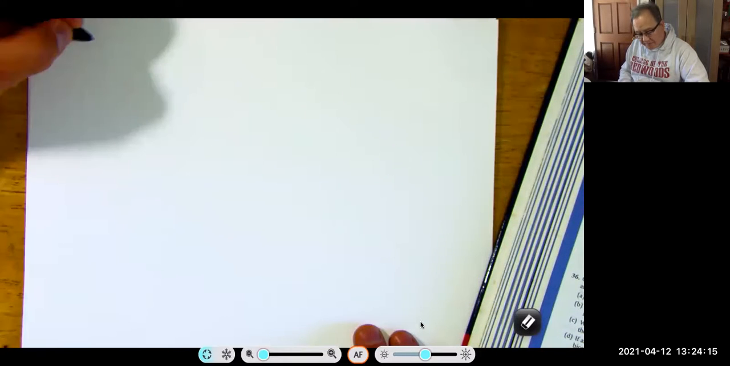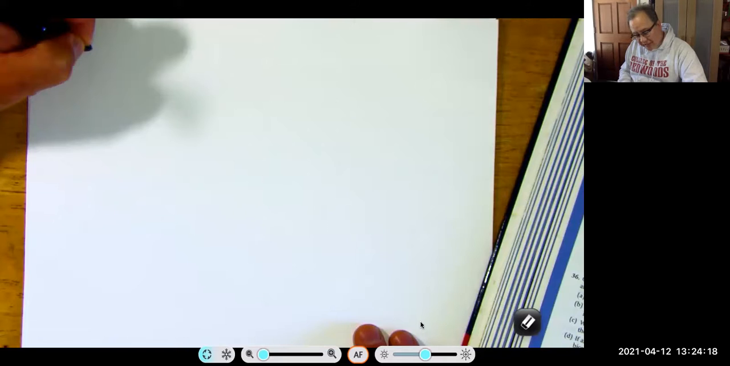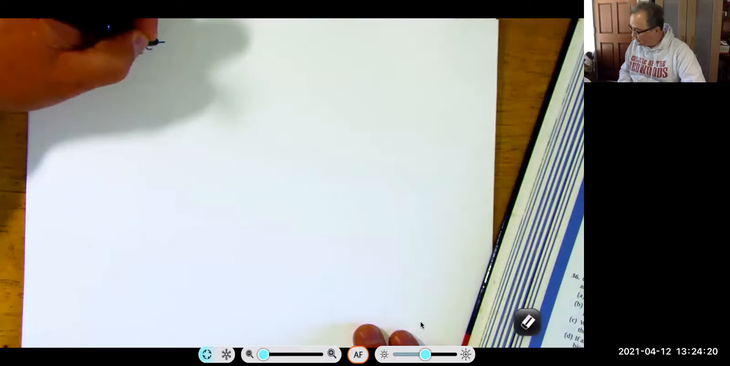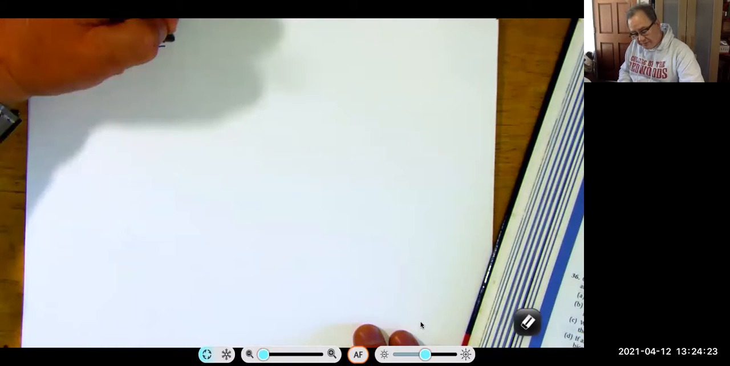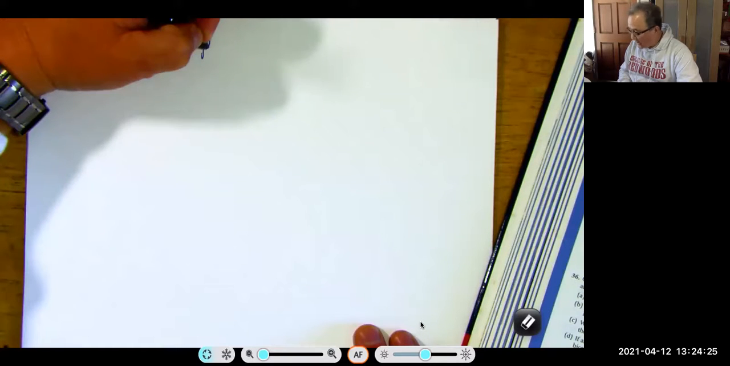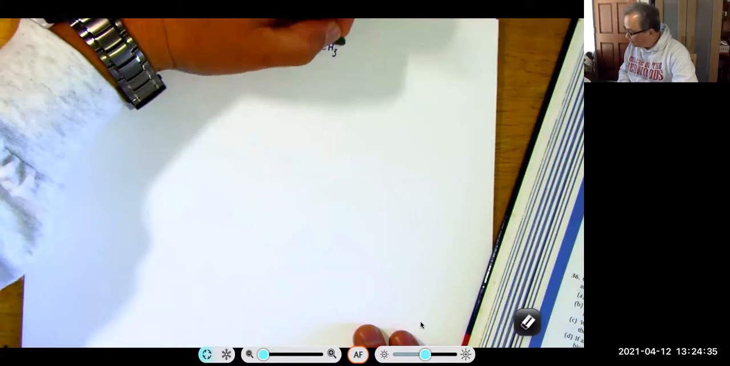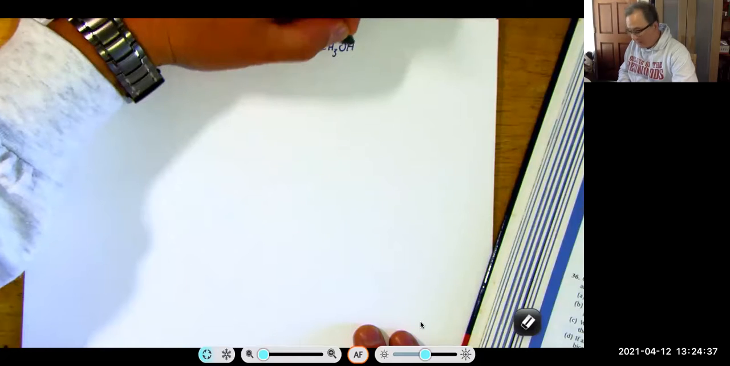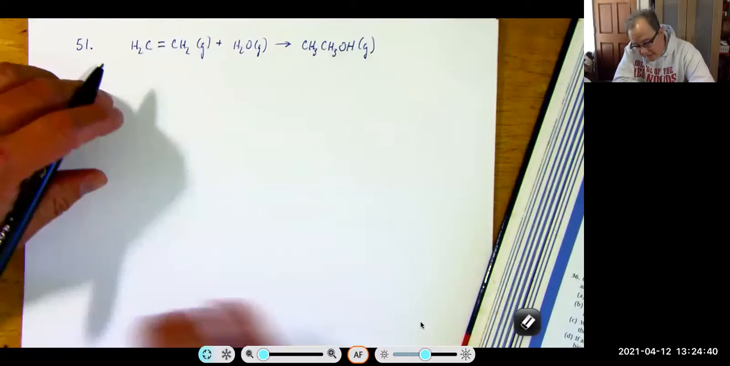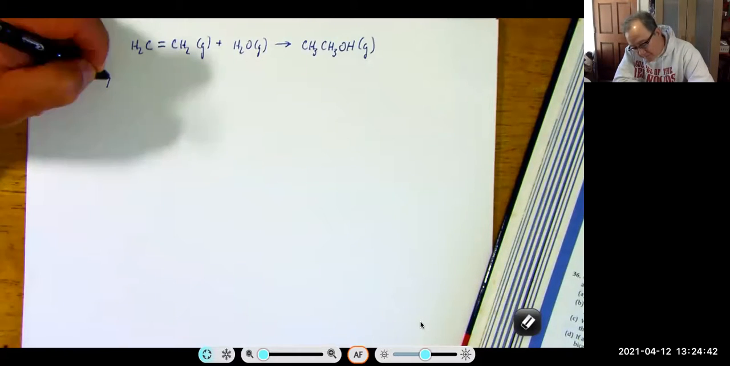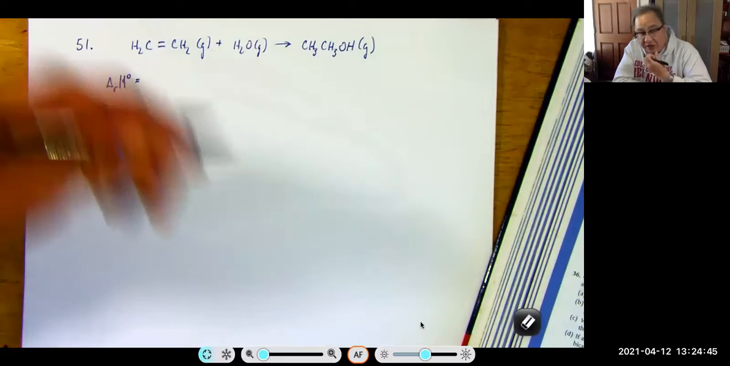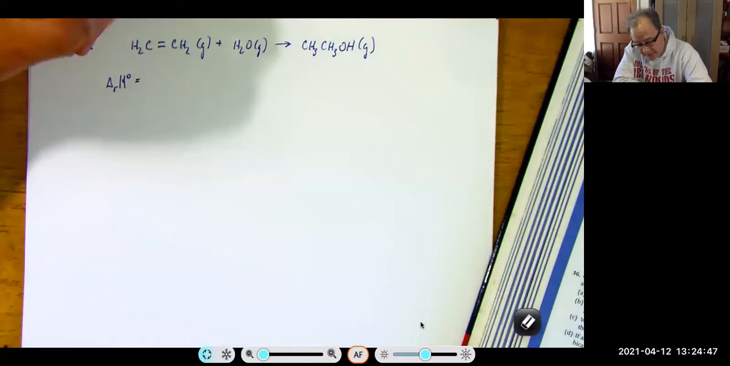Well, let's take a look here. So number 51, we have the reaction of H2C=CH2 gas plus H2O gas gives us what looks like ethanol. And we're doing the heat of reaction based on the bonds being broken and the bonds being made, right?